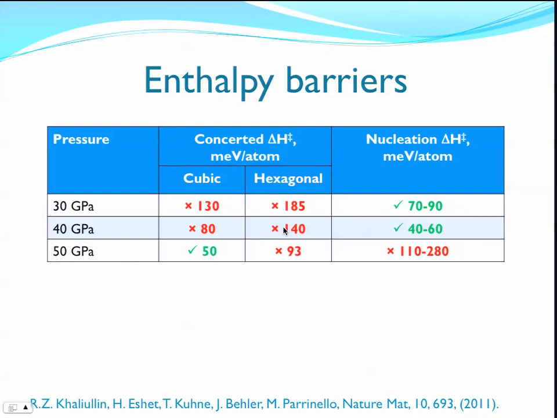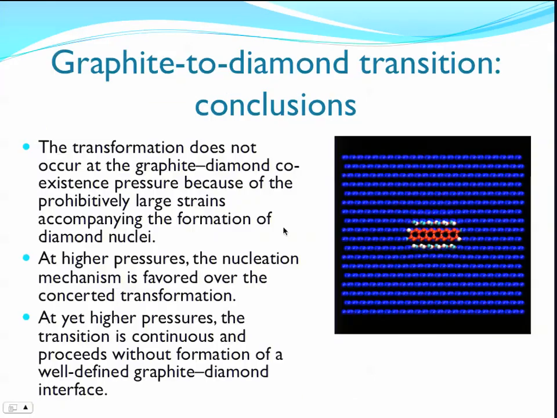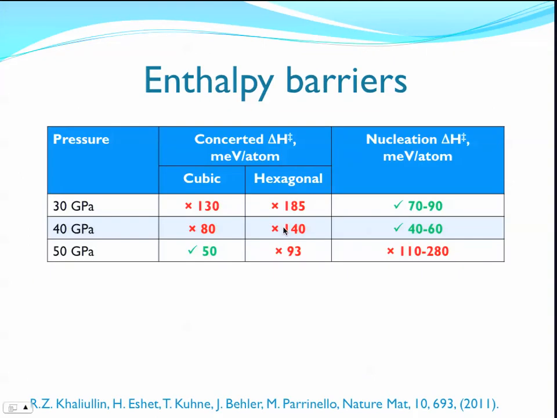So it tells us that diamond formation at high pressure proceeds without formation of a well-defined graphite-diamond interface. So these are conclusions. I didn't describe all the conclusions of our recent paper. It's been recently published. You can read about it if you are interested in the last issue of Nature Materials.